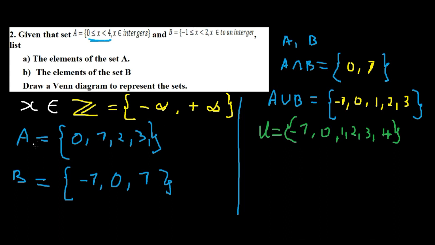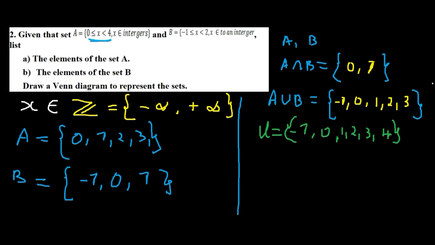So now that's our universal set. Are all the elements in A found in B? Let's check. No, it's not true. Are all the elements in B found in A? No. -1 is in B, not in A. So A is not a subset of B and B is not a subset of A.